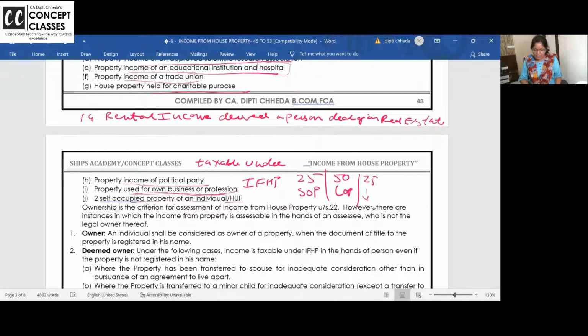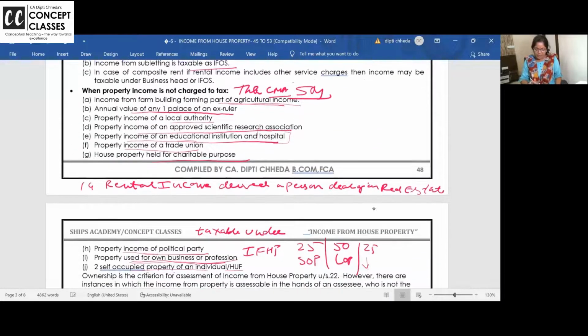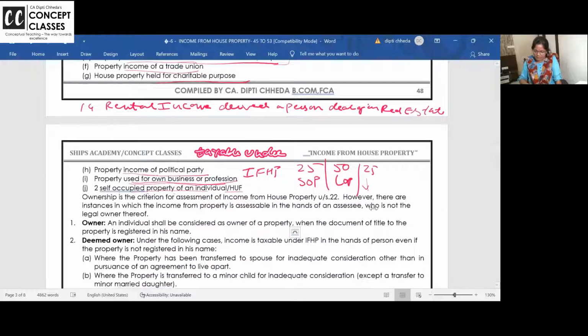Self-occupied. Now, dear students, to be very frank with you, the list from A, B, C, D to H, J is very big. If they ask you to give the list of any of the properties which are exempt, you can write any 5 out of this. Income from farm building, or property income of local authority, educational institute, school, colleges, charitable trust, political party and all.